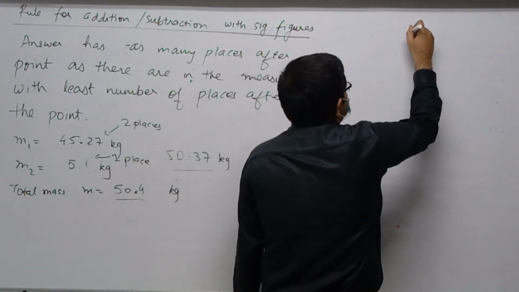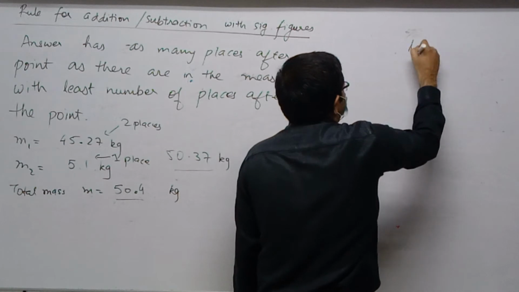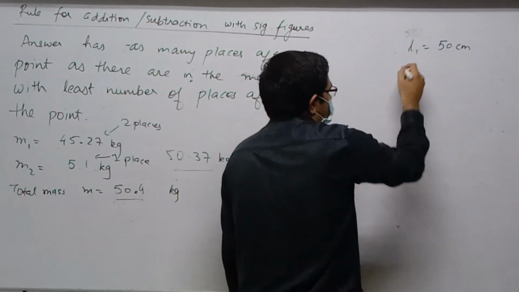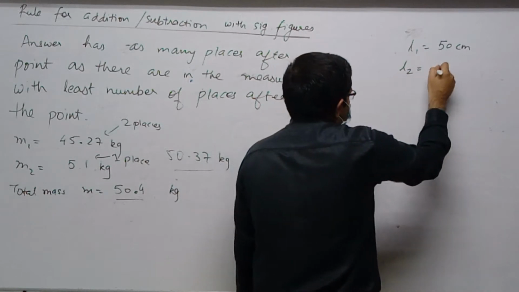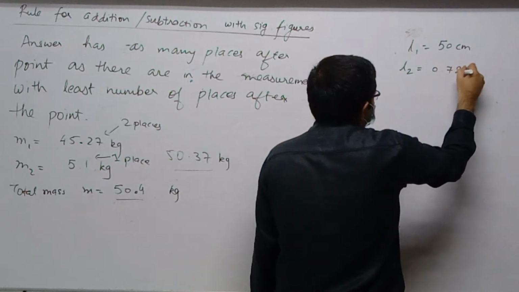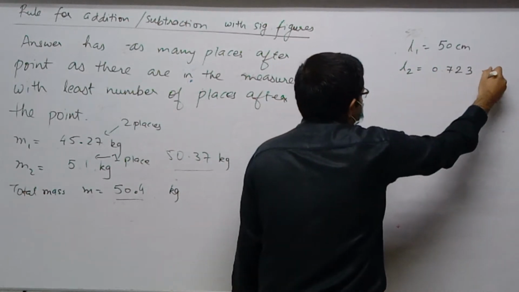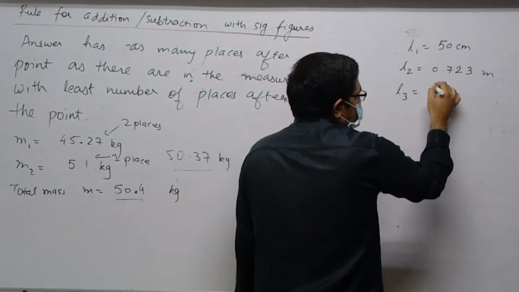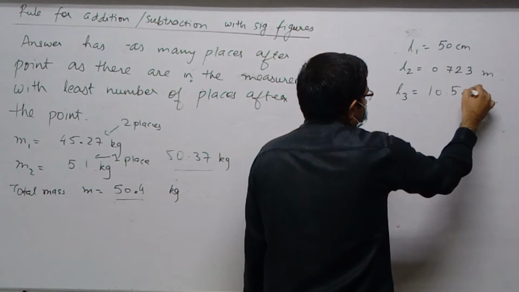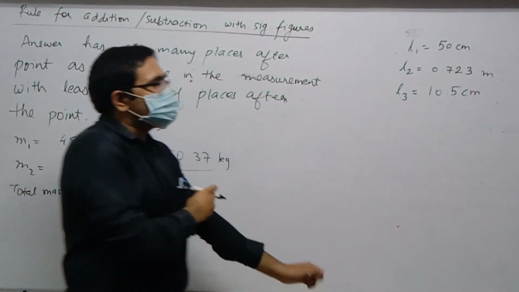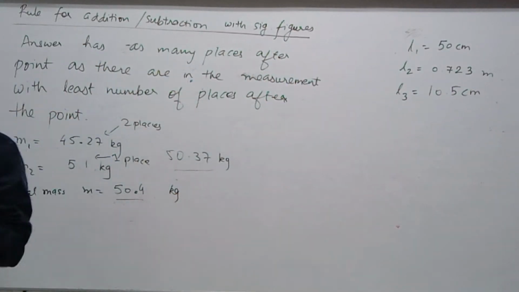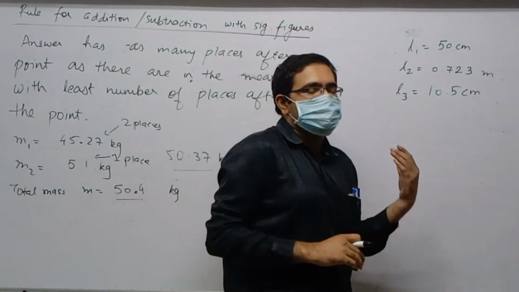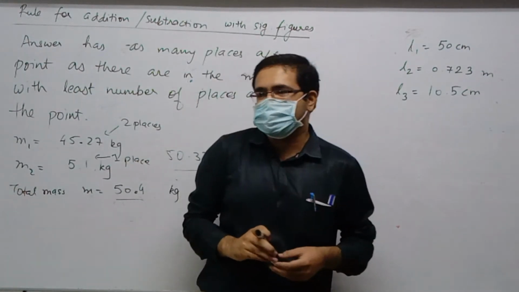Suppose you were to add some lengths. Let's say the length of something is 50 centimeter, the length of something else is 0.723 centimeter, and L3 is, let's say, 10.5 centimeter. Suppose we want to add these 3. We want to find the total length by adding these 3. Clear or not clear?